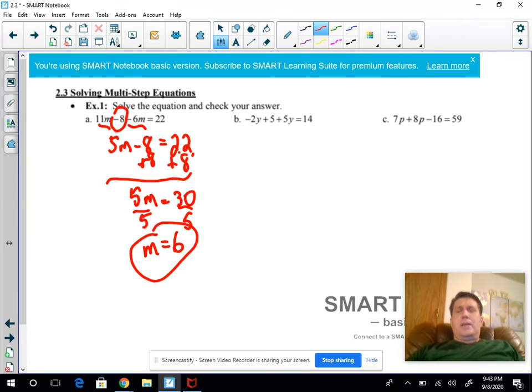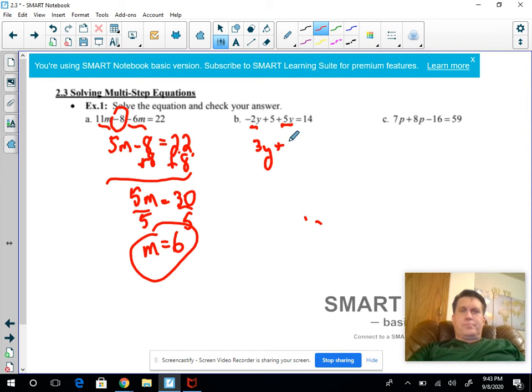Okay, so this one, I advise you as you're doing these maybe to pause it, try them on your own if you're understanding them. But we're going to take this one here, and we have a negative 2y and 5y that are on the same side. So first we're going to take those like terms and combine them. 5y minus 2y would be 3y. We still have a positive 5 on the left side.